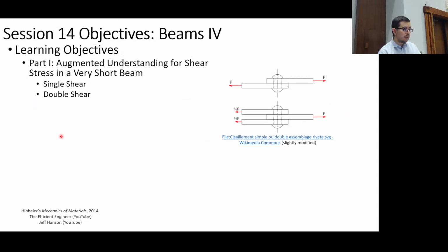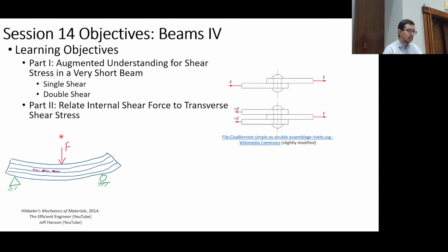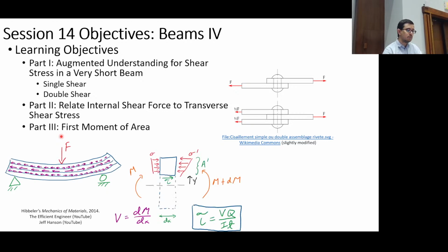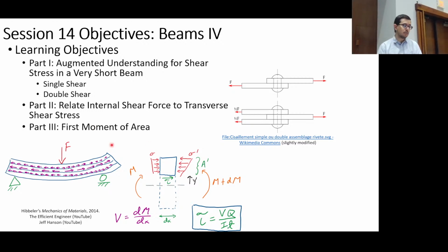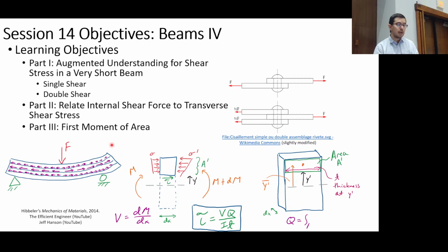All right. Anyway, so what we did today was quite a bit. We were able to talk about double shear, single shear, how to relate shear force to transverse shear stress, and also discuss first moment of area. Any questions? Any thoughts? You guys want your attendance?